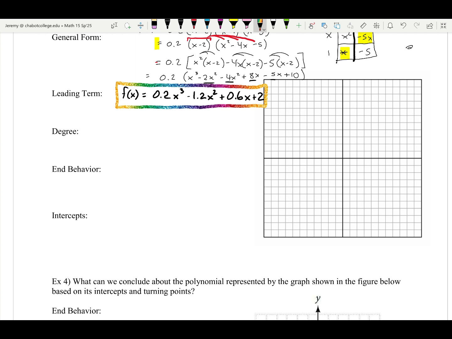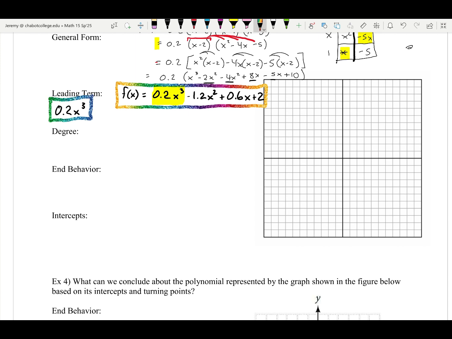And I'm happy to have it in general form for the next two things because I want the leading term, I want the degree. The leading term is just this first term in the general form. Okay, so it's going to be the term that has x with the highest power, the highest integer exponent that we see in the whole function. So the leading term is just going to be 0.2 x cubed. So that's the answer for that part.